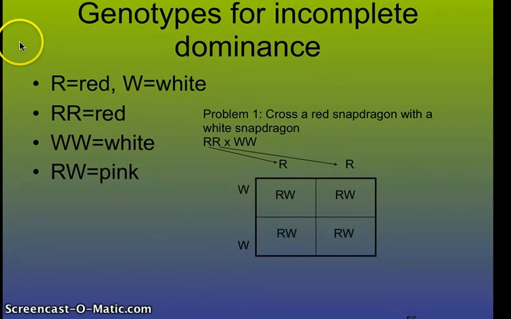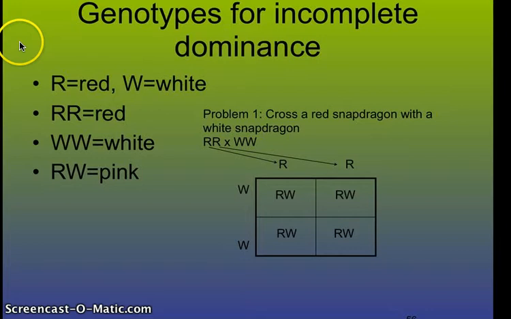So what do you have? What you're going to have is if you cross a red snapdragon with a white snapdragon, all of your offspring are going to be, guess what? They're all pink. They're all RW, and if you look at the key to the left, they are all pink. There's no way around it. That's the way it's going to be, because this time the traits blend.